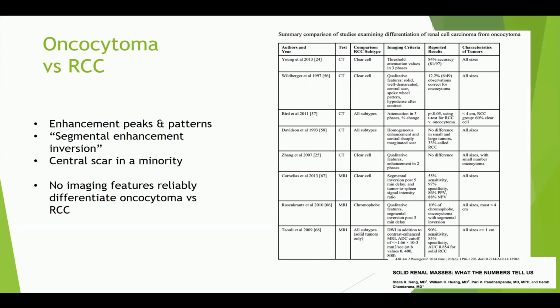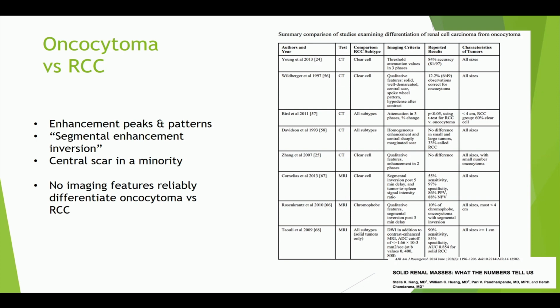Several CT and MRI features have been suggested to differentiate between oncocytoma and RCC. Young et al. found that clear cell renal cell cancer was differentiated from oncocytoma with a positive predictive value of 84% using attenuation thresholds of 106 Hounsfield units in the corticomedullary phase, 92 Hounsfield units in the nephrographic phase, and 68 Hounsfield units in the excretory phase.